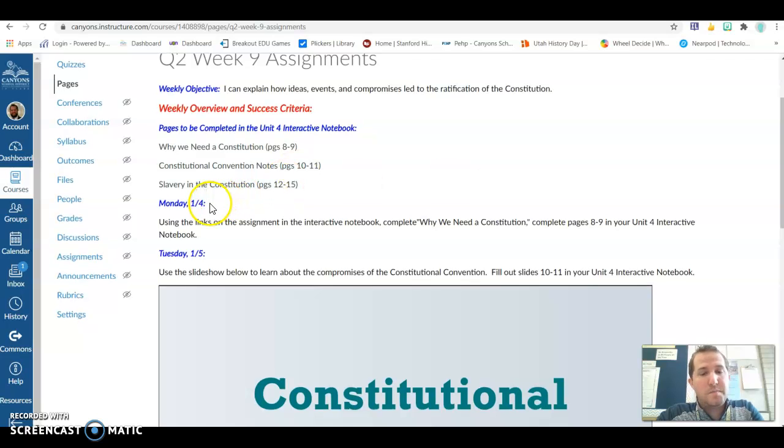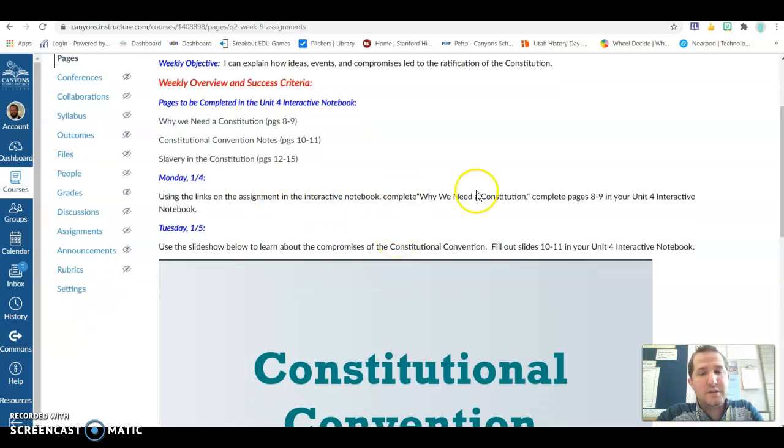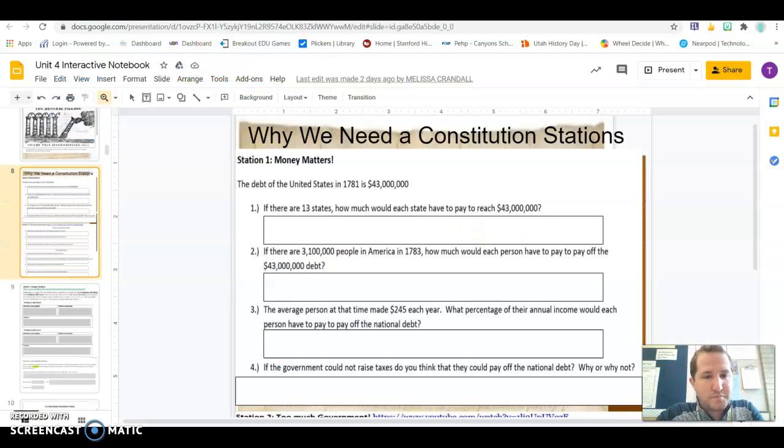So first, you're going to be completing stations Why We Need a Constitution on pages 8 and 9 in your Unit 4 interactive notebook. You'll remember from what we talked about before break that the Articles of Confederation were the first form of government that America had, and they didn't work very well. And so these stations right here are how you're going to learn a little more about some of the issues of the Articles of Confederation.